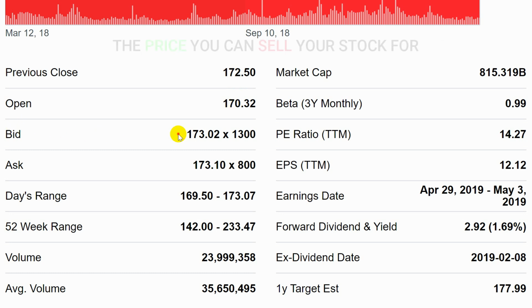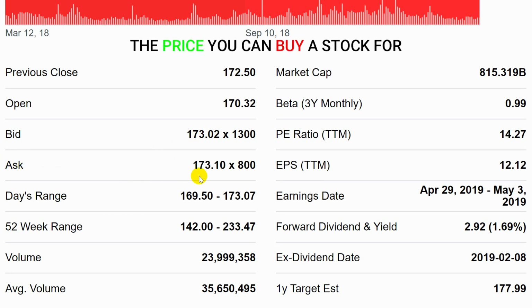The bid price is the price you could get for selling your stock. When you buy or sell a stock, it's usually not for the exact price you see on the screen. So if you want to sell a stock, you can sell it for this price. And the asking price is the price to buy a stock. So if you want to buy 1 share of Apple, it'll cost you this price.